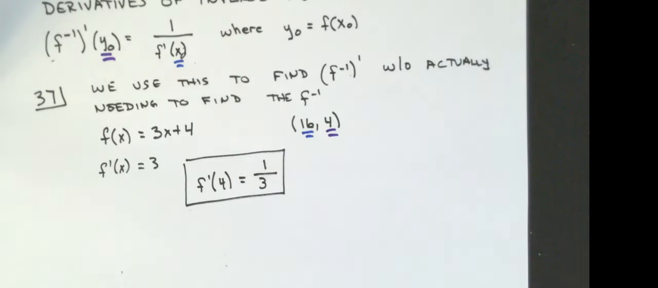Let's see, I'm looking at the rest of your homework. 62 and 64 are some more derivatives of inverse functions that you have to do, 62 and 64. So I will do 63 and 65. The directions: consider the following functions. Find the inverse function, express it as a function of x, and then find the derivative of the inverse function.